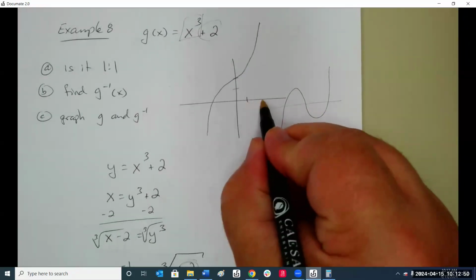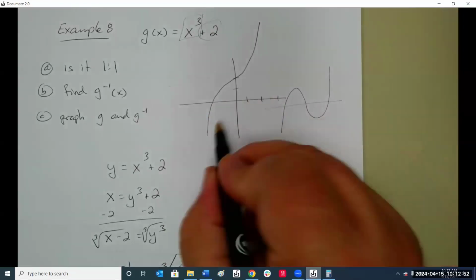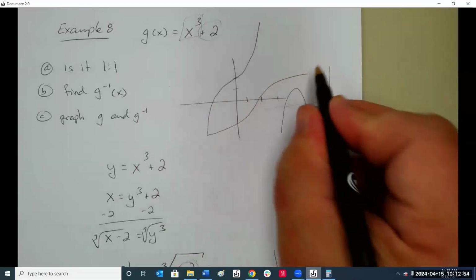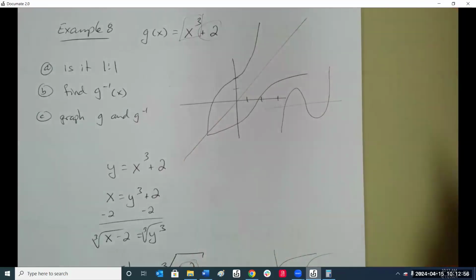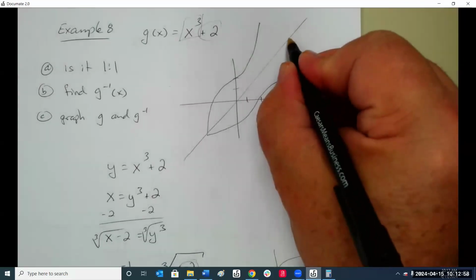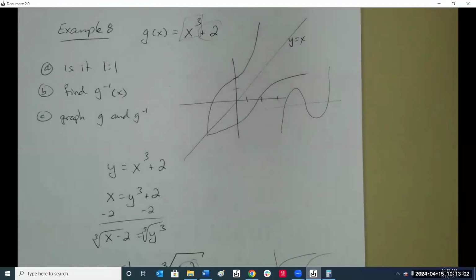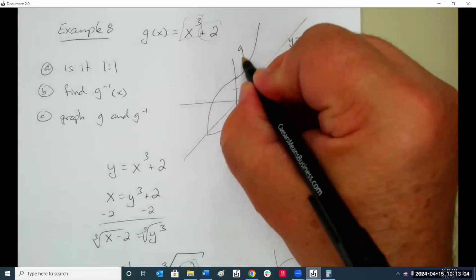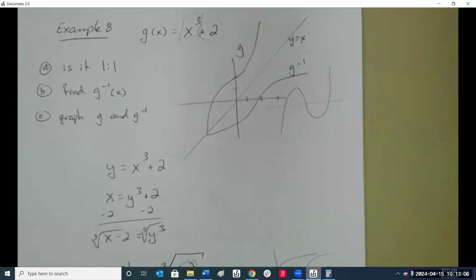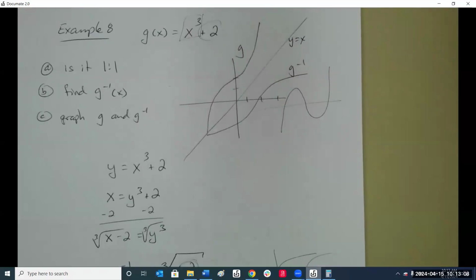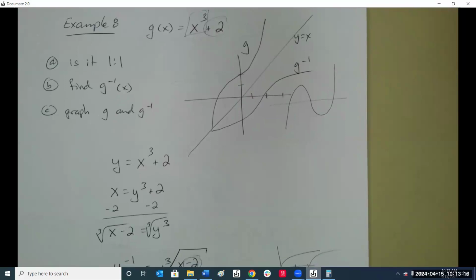So if we look at our original graph up here, it's diagonal. It's a mirror image of it. This is g, this is g inverse. So far, so good.